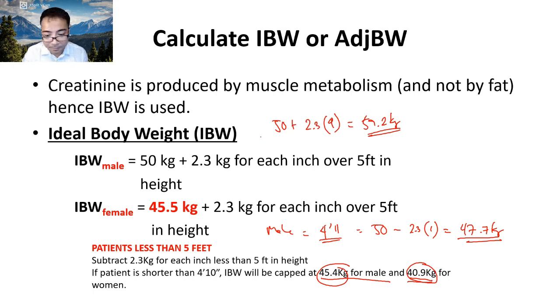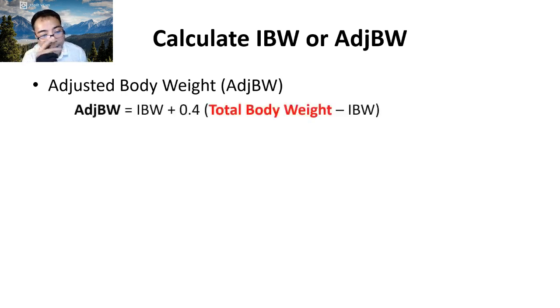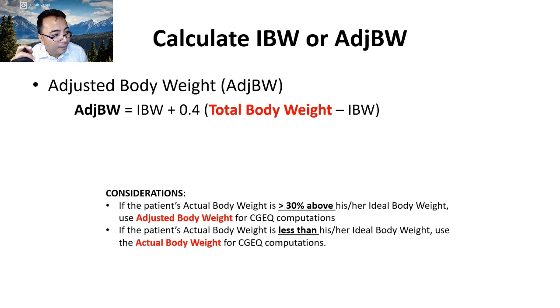Okay? What about adjusted body weight? Alright, so for adjusted body weight naman class, it's your IBW plus 0.4 multiplied to total body weight minus ideal body weight. Okay? The question here normally class would be, sir, when should I use adjusted body weight? Normally class, if the patient's actual body weight is 30% above his or her ideal body weight, then we are going to use adjusted body weight. Okay? For CG computation.